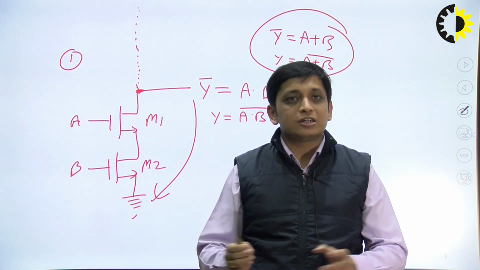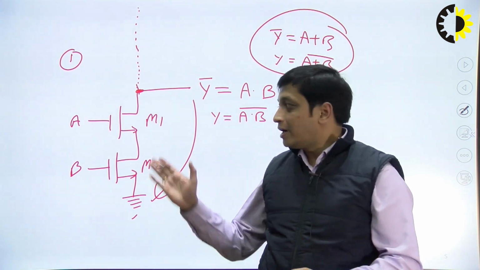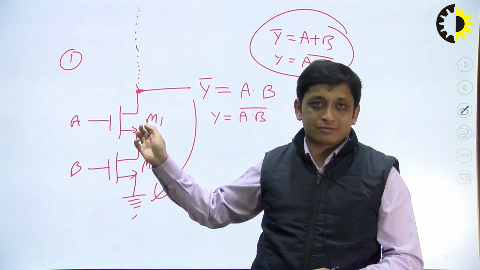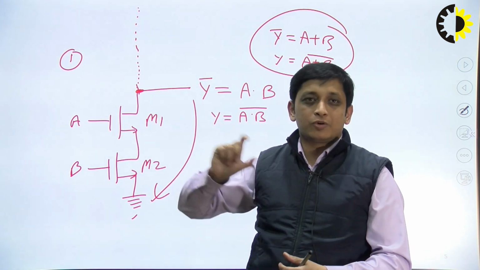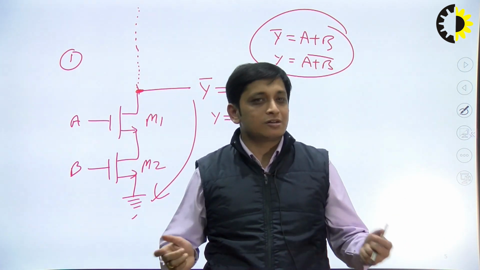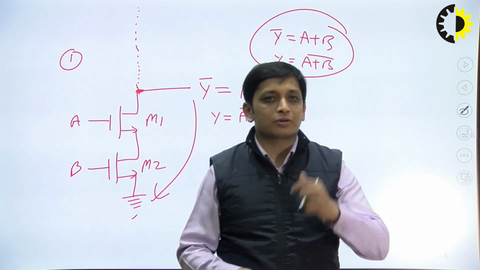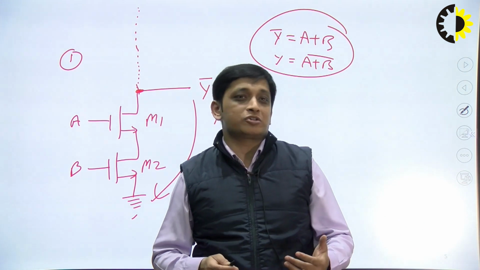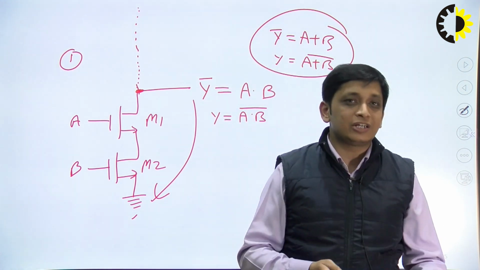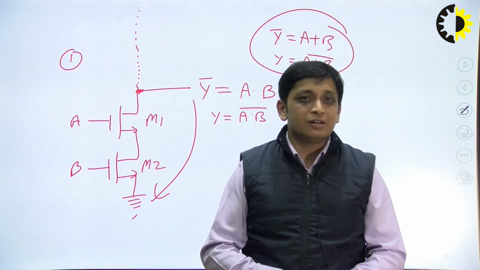So how does this series parallel come? You can find out. I have given just one case, one example, case 1. Similarly, you can connect two PMOS transistors in series and in parallel. From there, you can easily find out when we need to connect PMOS transistors in series and when we need to connect PMOS transistors in parallel.